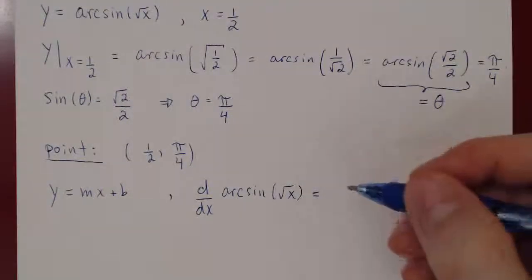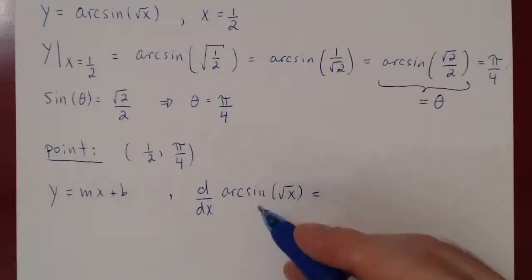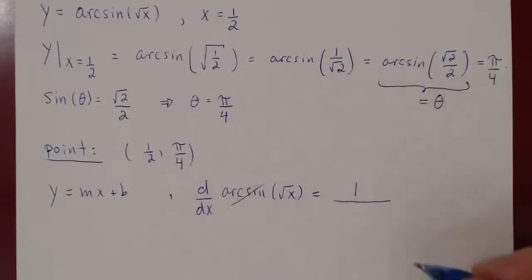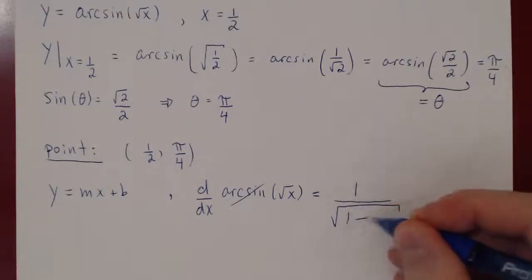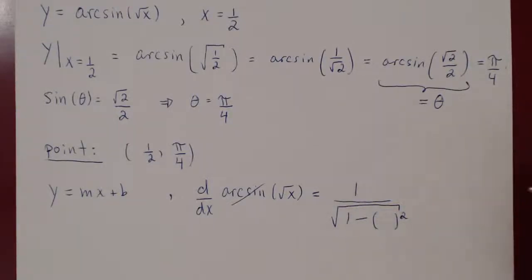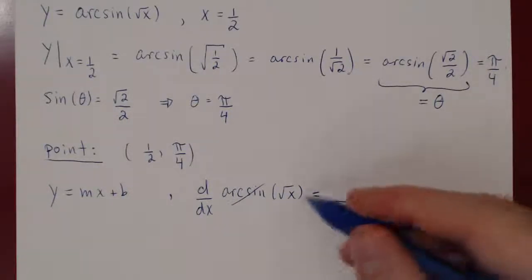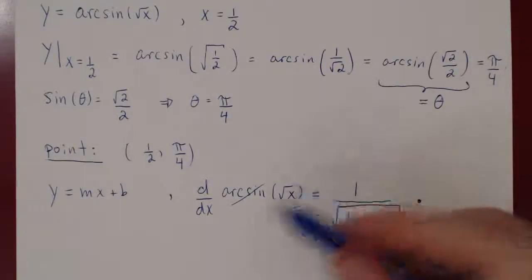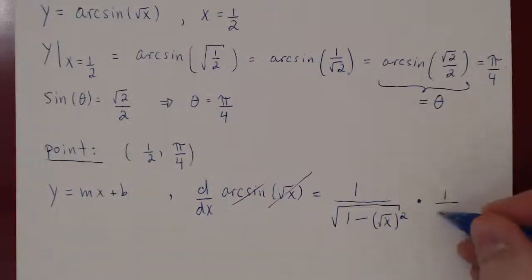Once again, here we have a composition, arc sine of root of x. The outside function is arc sine, and the derivative of arc sine, if you remember, is 1 over the square root of 1 minus the argument squared. And the argument here is root of x. But there's still a root of x left over, so we have to multiply what we have so far by the derivative of what's left over, which is root of x. And the derivative of root of x is 1 over 2 root of x.